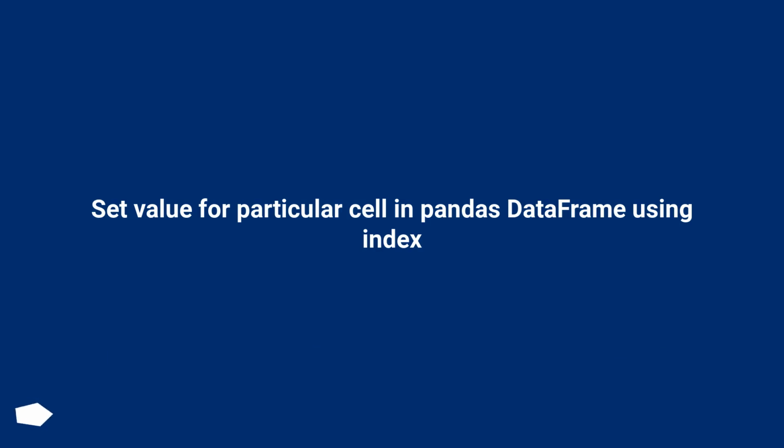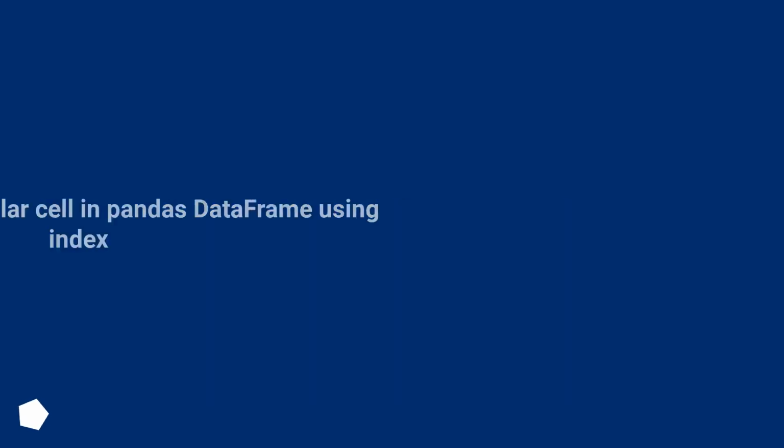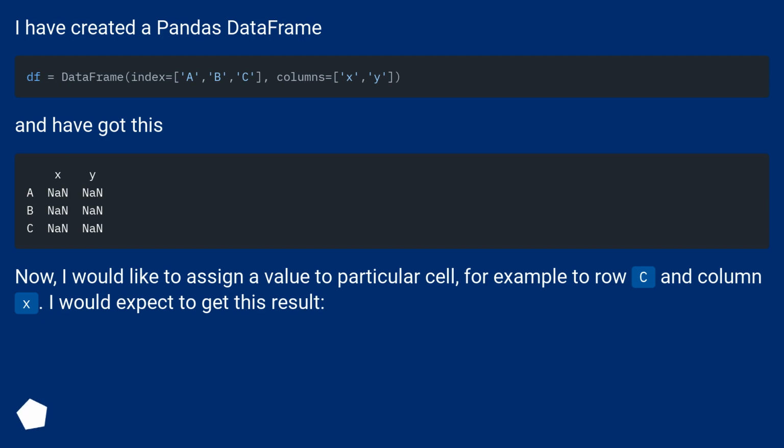Set value for particular cell in pandas data frame using index. I have created a pandas data frame and have got this. Now, I would like to assign a value to a particular cell, for example to row C and column X. I would expect to get this result.